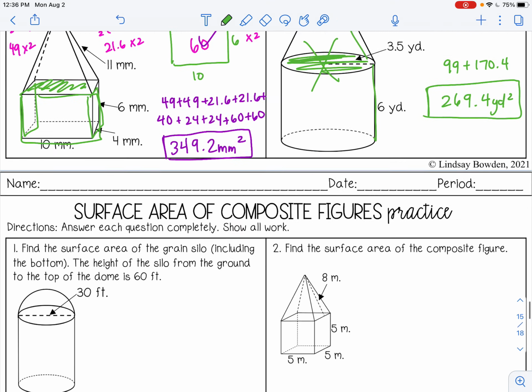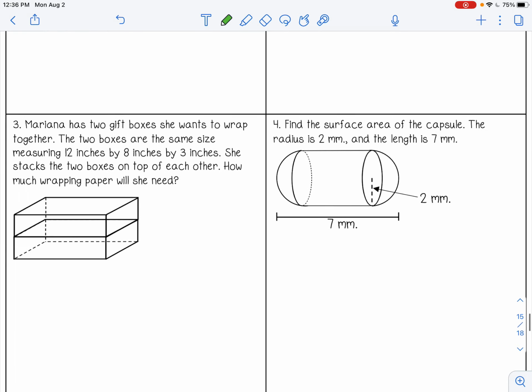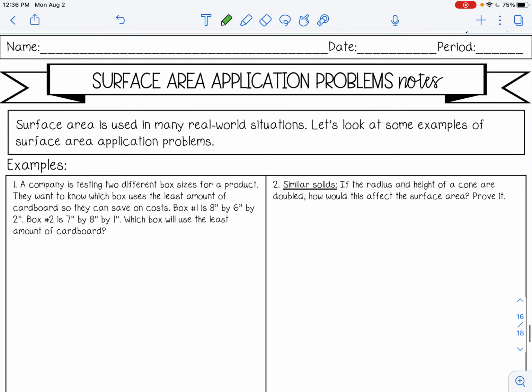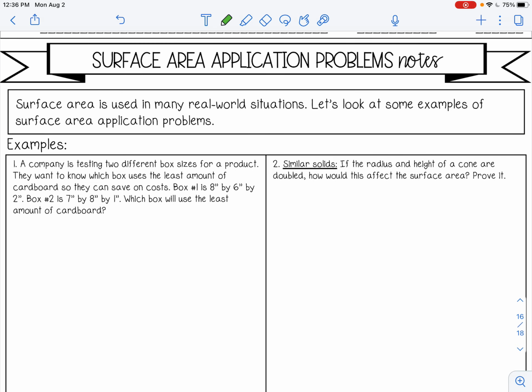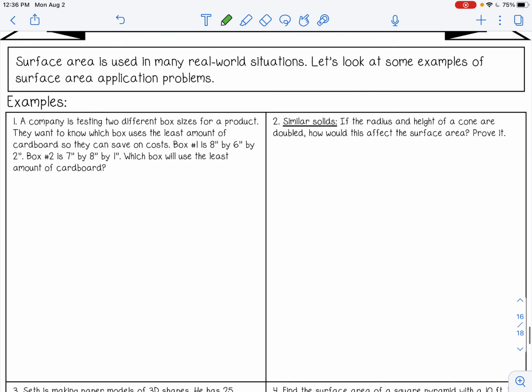All right, you can pause the video and complete the practice, and then you can unpause the video when you're done with that, and we will do application problems. Okay, so let's look at application problems. Surface area is used in the real world all the time, so let's see how.